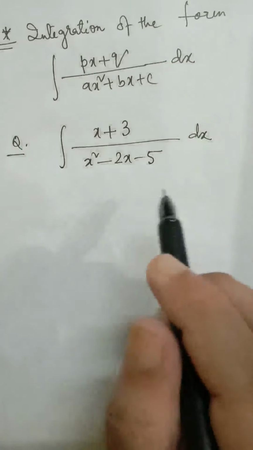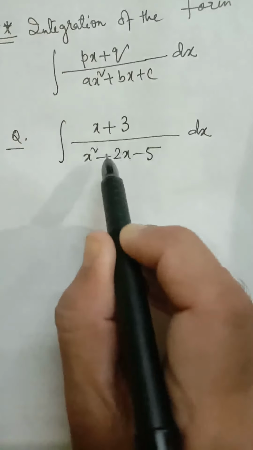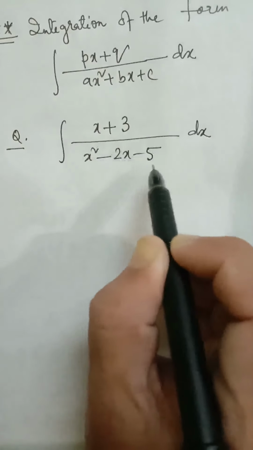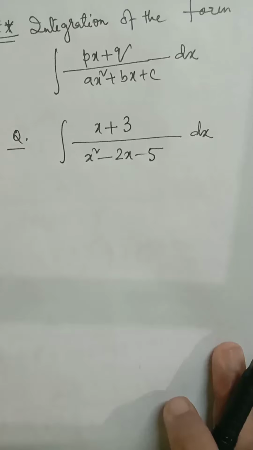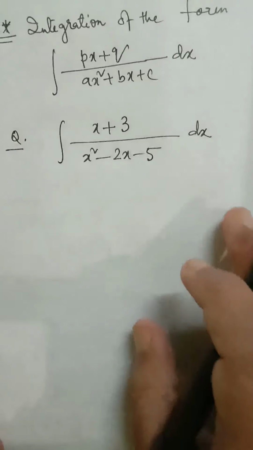To integrate (x + 3) divided by (x² − 2x − 5) dx. You can see the numerator is a linear expression, that is of the form px + q, and the denominator is a quadratic expression, that is of the form this.